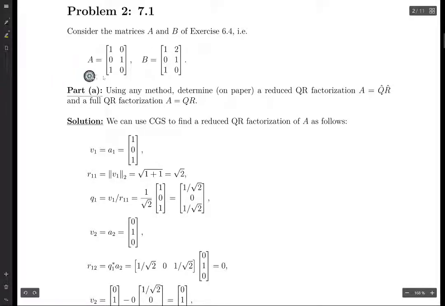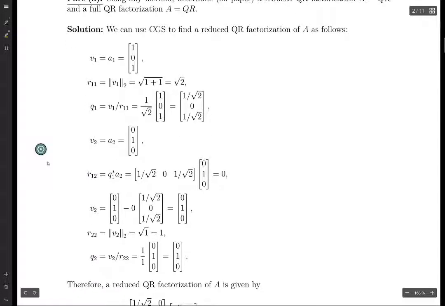Okay, so we have a matrix A, and we want to do QR factorization, both reduced and full. I decided to go with classical Gram-Schmidt, and you just follow the algorithm. You take the first column, find its norm, and divide by its norm. Then you take the second column, compute R12, update V2 by subtracting this times this, set R22 to be the norm of this, and then divide to get this.